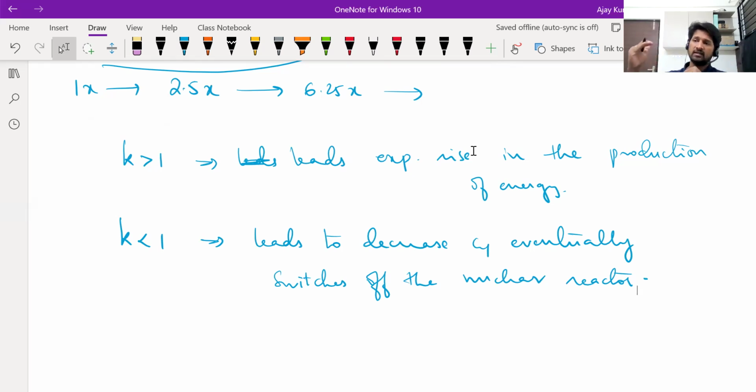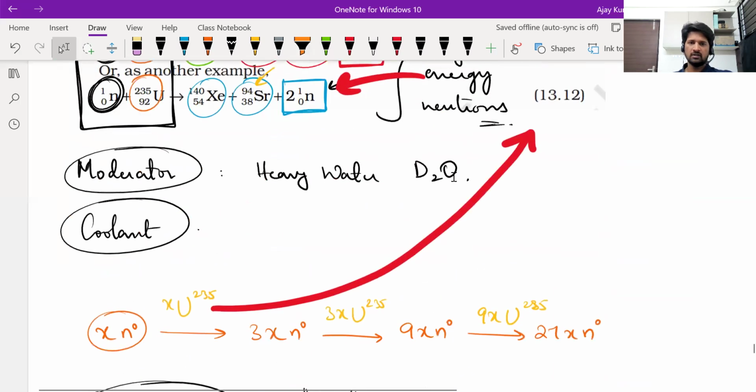That is how they maintain stable production of energy in a nuclear reactor. So control rods are very important. Without that, it will lead to a blast in a nuclear reactor. Exponential rise in the production of energy will lead to a blast of the nuclear reactor. That is what control rods are used for.